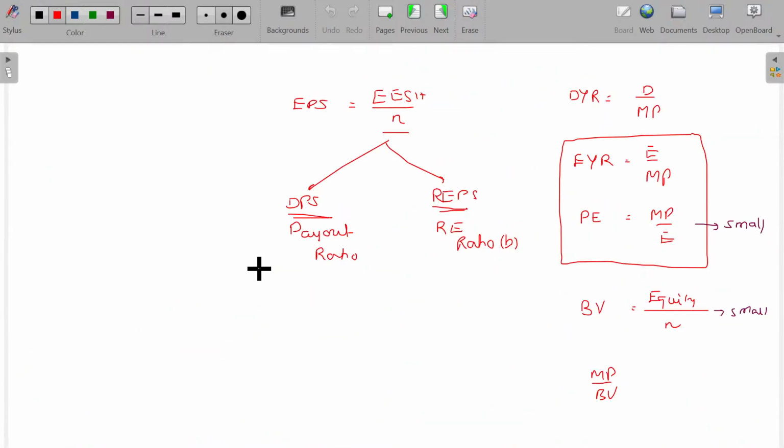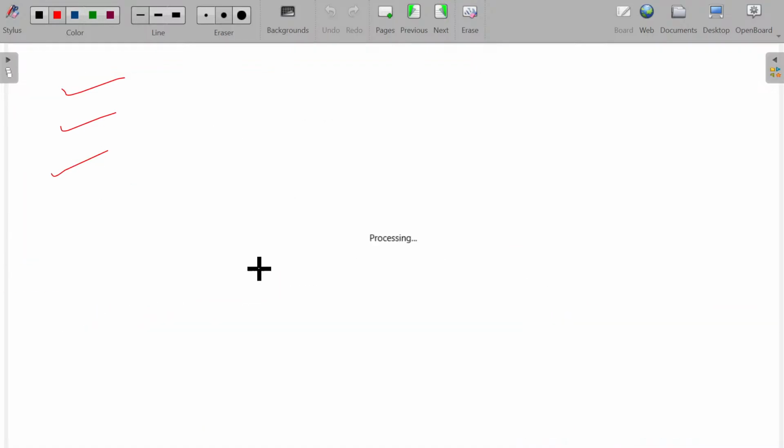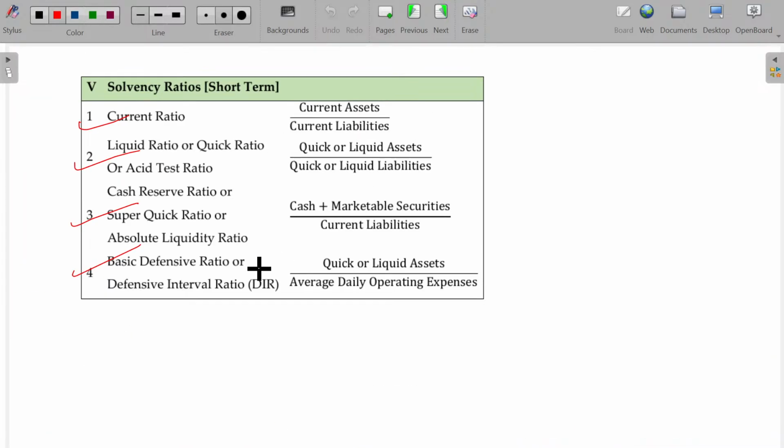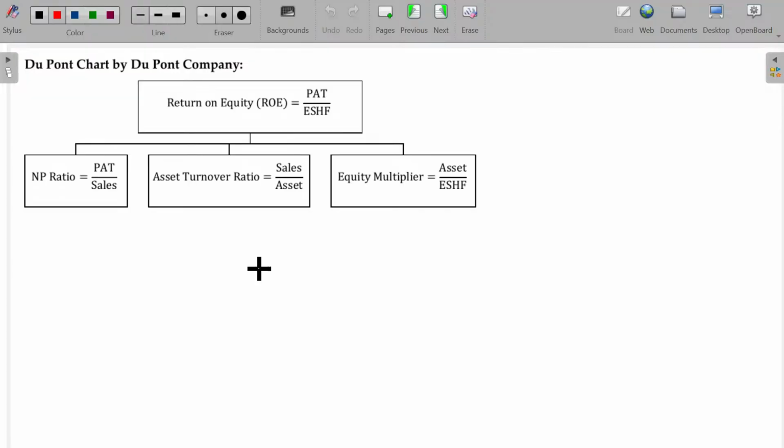Now, let's start with question number 1. DuPont chart. This was developed by the DuPont company. Okay, a 3-factor model. So here, what is the intention of the CFO? Give more return to the owners, owners being the equity shareholders. So their intention is to raise the return on equity. Return on equity is nothing but the return earned by equity shareholders.